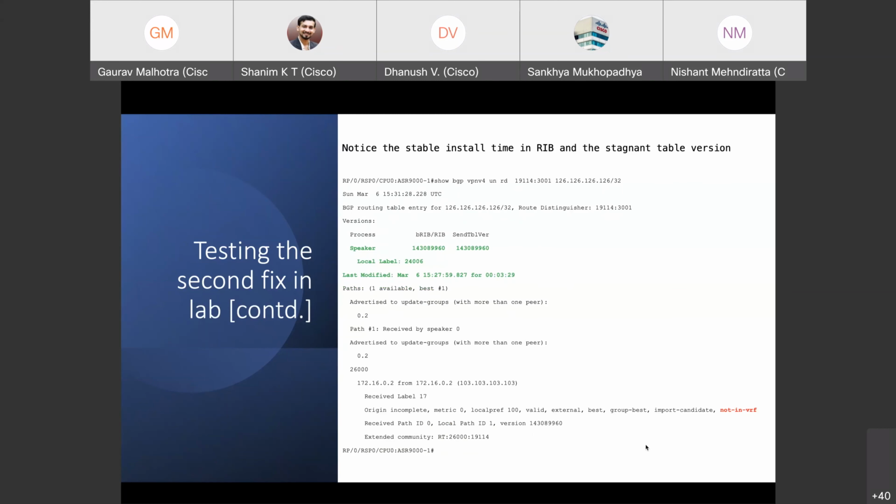The customer wanted to do this. We discouraged them because changing the RD is much more intrusive. It will cause the entire VPN v4 route table to be refreshed. So anyways, they didn't do this one as well, but this was successfully tested.